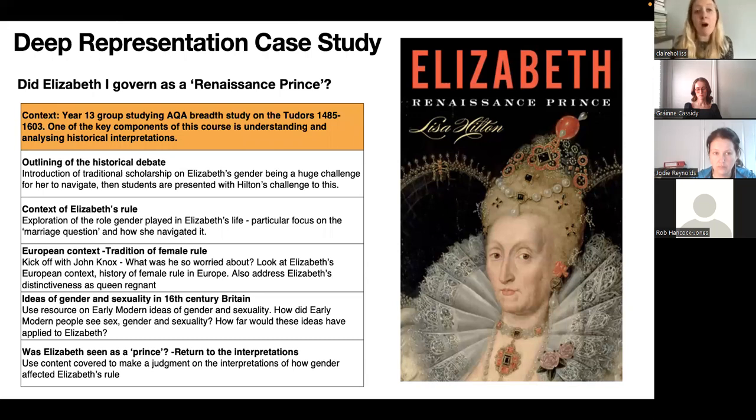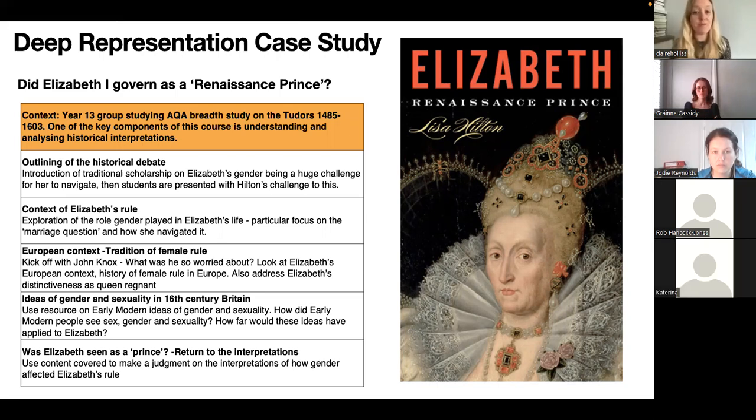So again, this is part of our early modern course, and this sequence of lessons is taught to students in year 13. Just to give a bit of perspective on this, part of the AQA breadth study is a requirement for students to answer a question on 3 interpretations, as you were discussing earlier, and to use their own knowledge to assess how convincing those interpretations are.